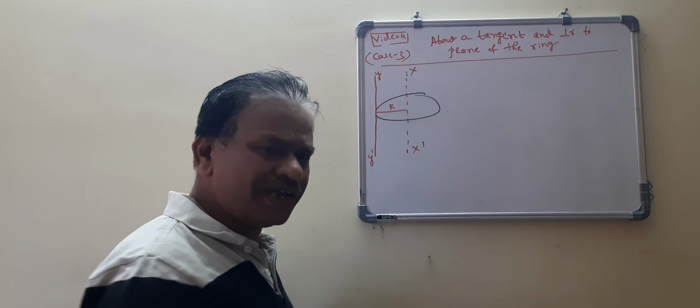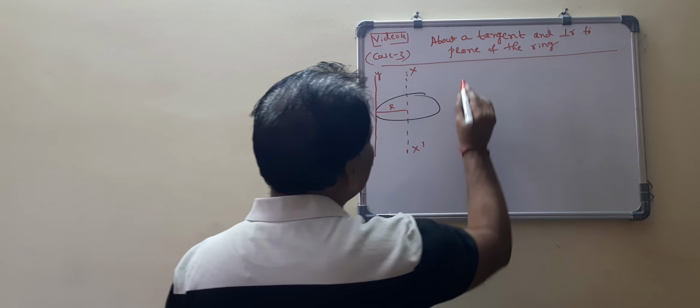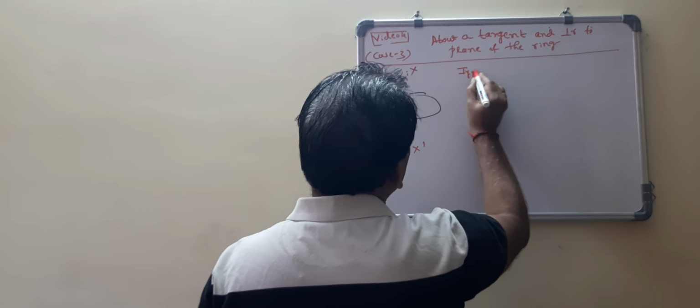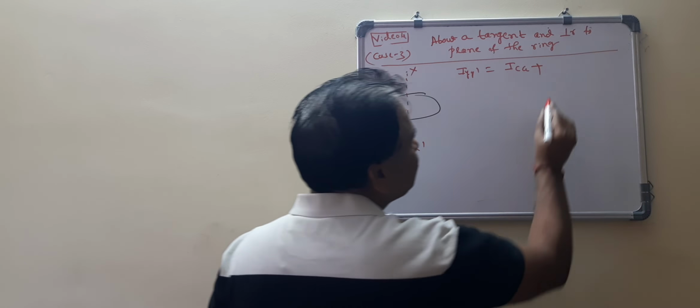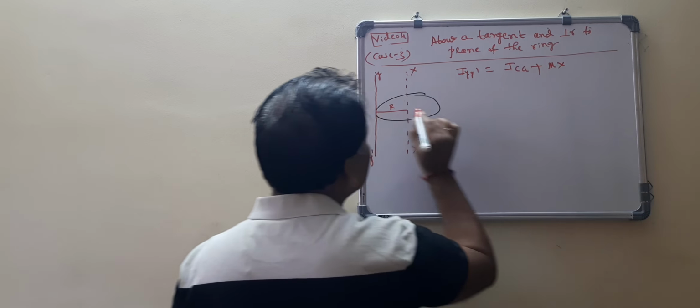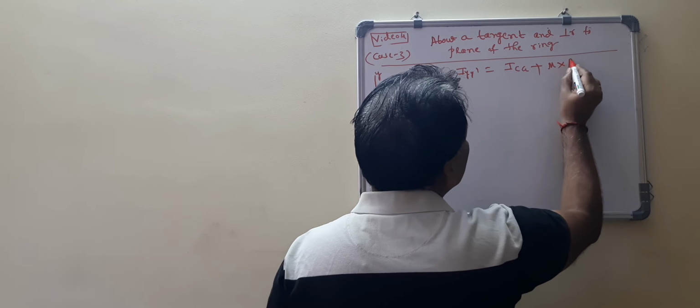Now, are there not two parallel axes? Here, using the parallel axis theorem, I y dash equals I of center of gravity plus mass of the ring into the perpendicular distance between these two axes, which is R square.